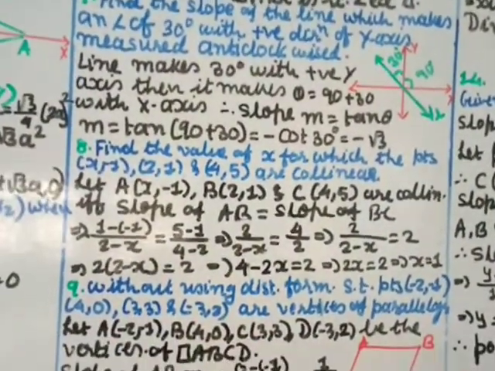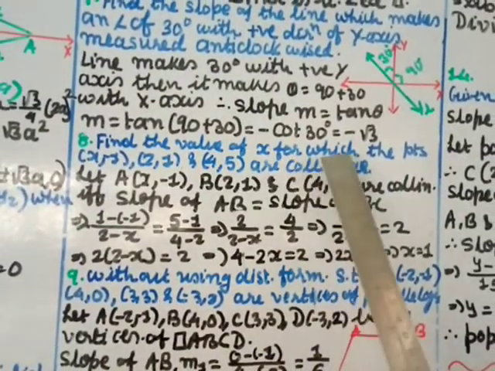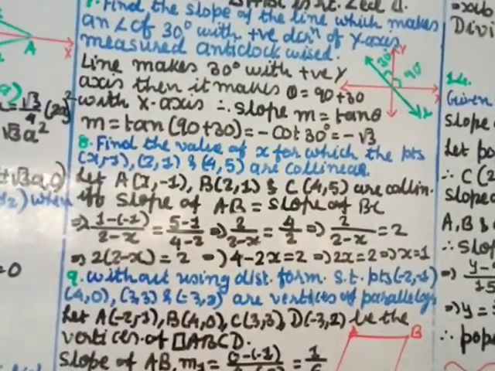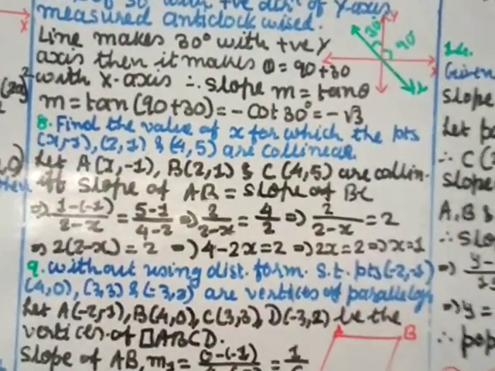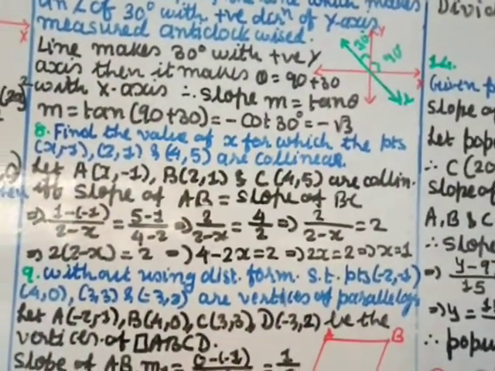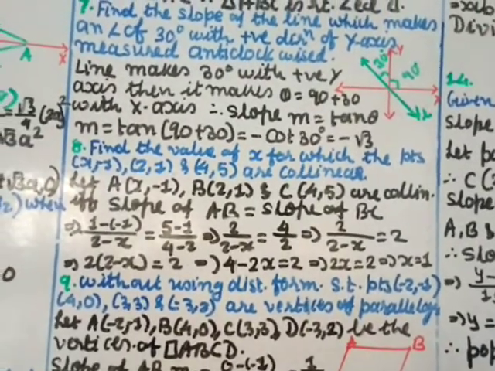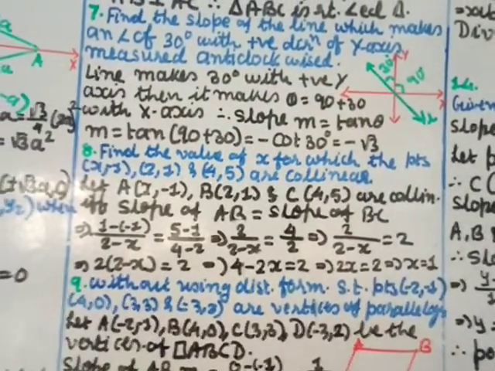Question number 8. Find the value of x for which the points (x, -1), (2, 1), (4, 5) are collinear. Now I already gave you the result that if 3 points are collinear, that means slope of 2 points equals slope of the other 2 points.